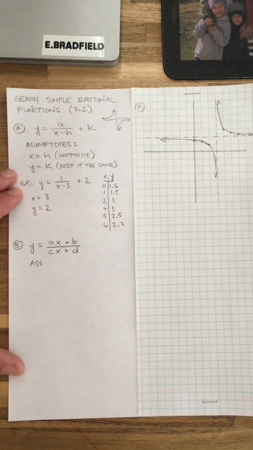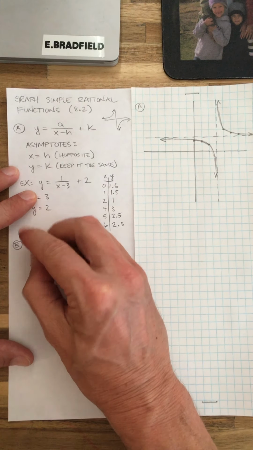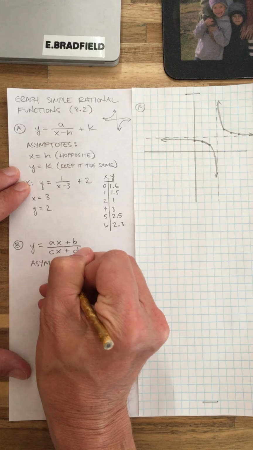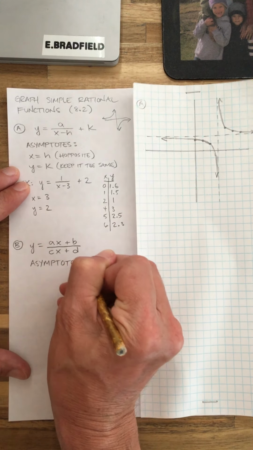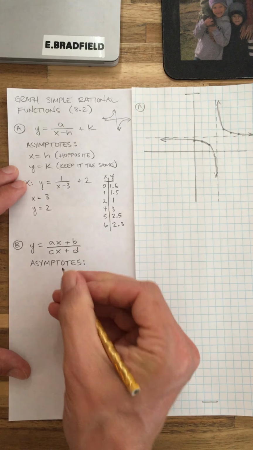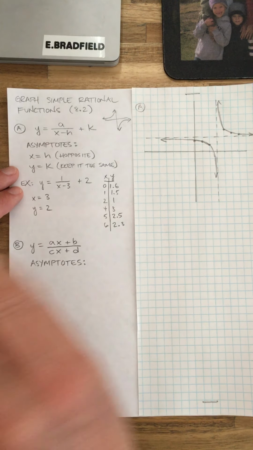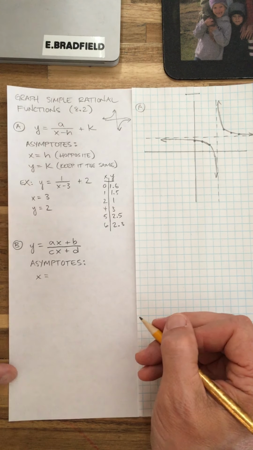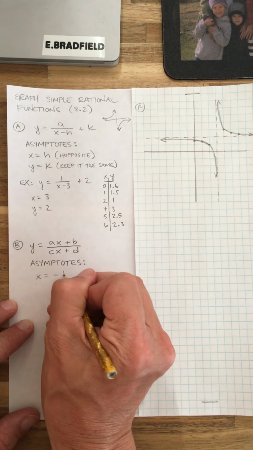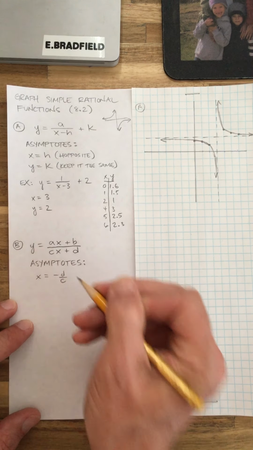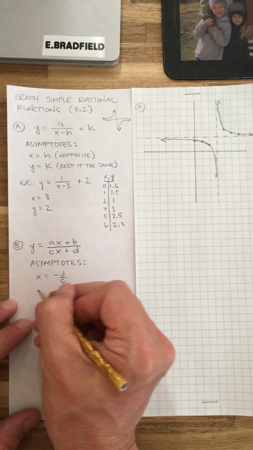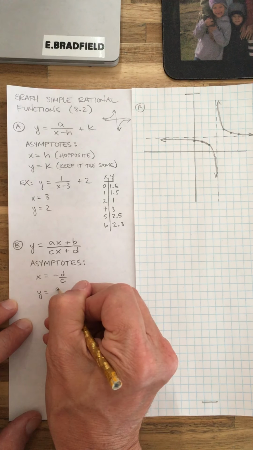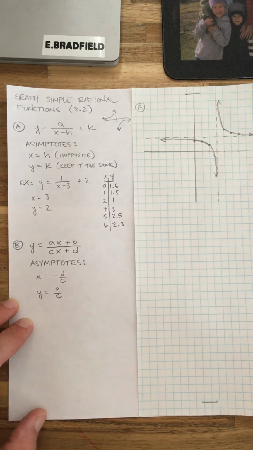So, it's not spelled "ass." It's spelled asymptotes, A-S-Y-M-P-T-O-T-E-S. And my asymptotes are going to be, for the vertical asymptote, the x equals, right? That's going to be negative d over c. Okay, and for the horizontal asymptote, y equals, that's going to be a over c.